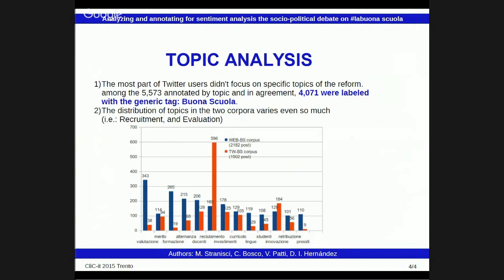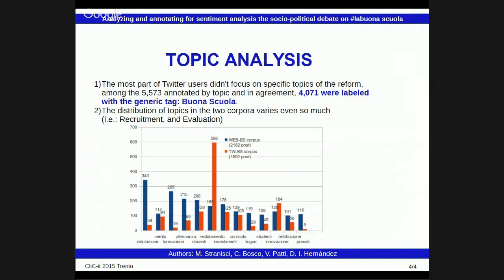The last slide is the topic analysis, and we have two general findings. The first one is that the annotators of the Twitter corpus labeled the most part of tweets with the generic tag Buona Scuola. So the arguments that were discussed on the government consultation weren't found in the corpus of tweets.